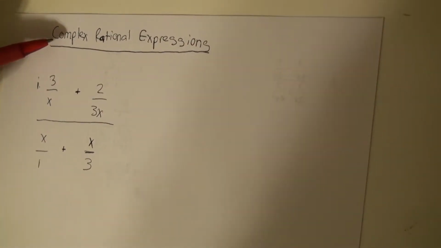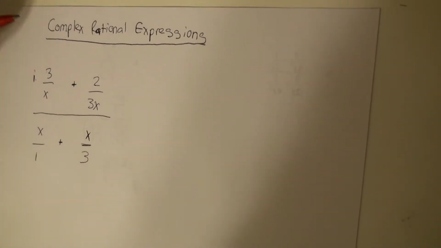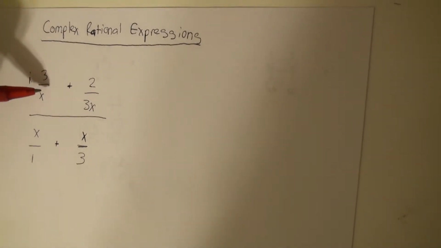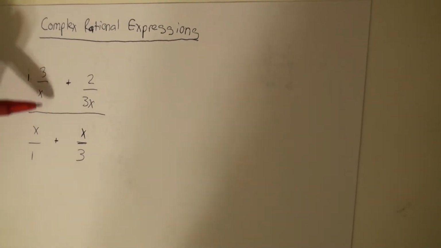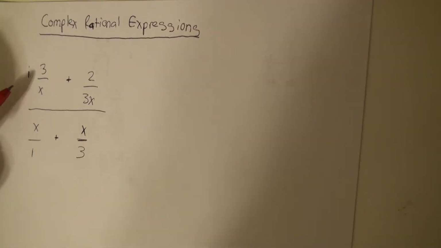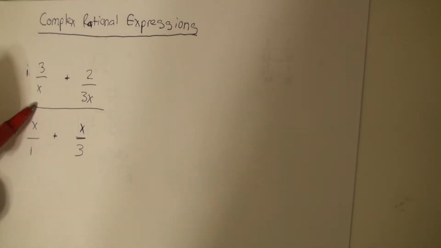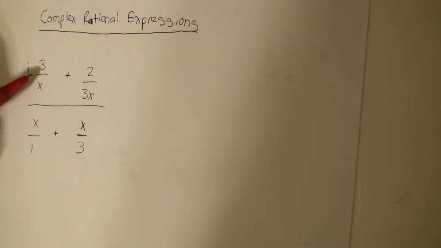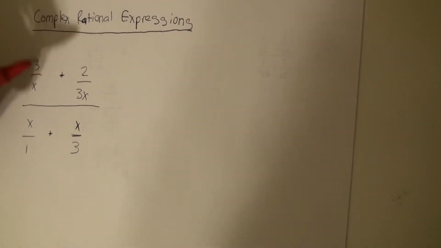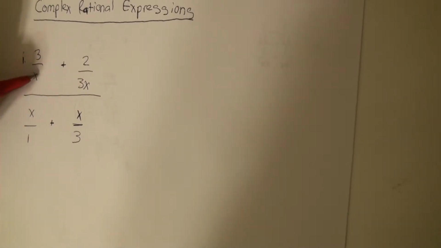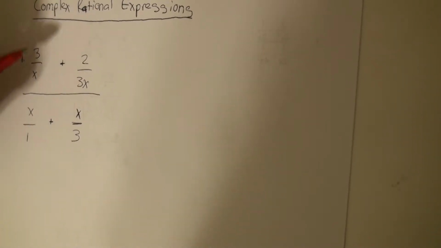So the problems that we're looking at today are complex rational expressions. Complex rational expressions are just a bunch of rational expressions that are added up together. So if you look at this, they're just simple problems that are stacked up together. In my first step, the first question I have to ask myself is, are the denominators the same?